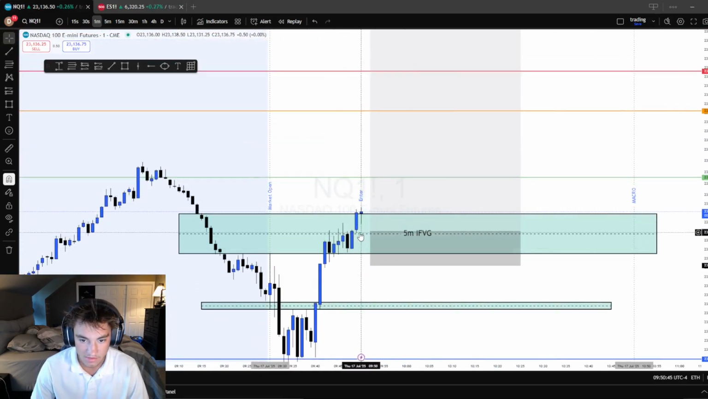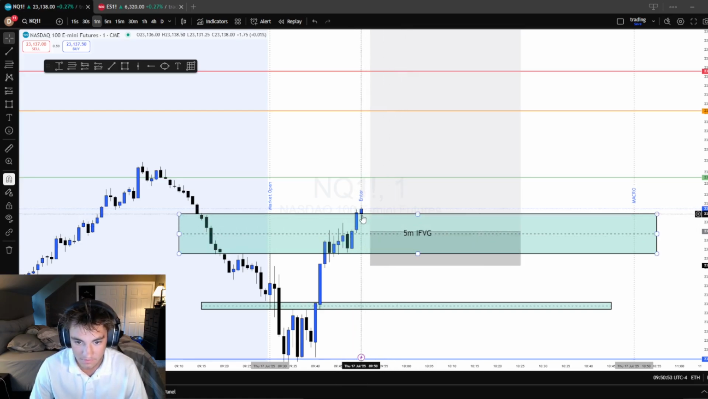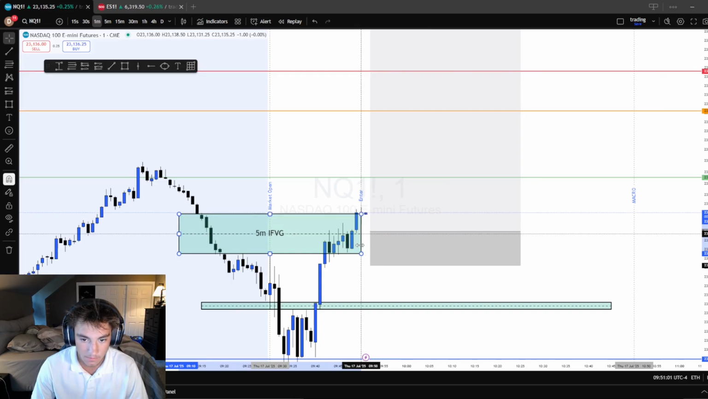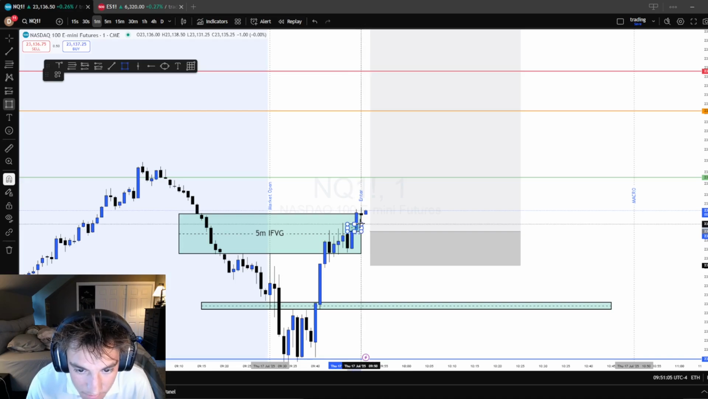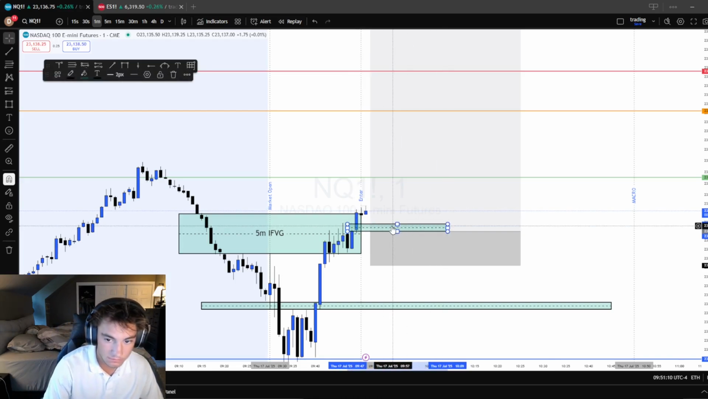Could enter on Nasdaq if we create a fair value gap right here and see a retrace, because we just broke out of this 5 minute inverse fair value gap. So let's see a closure above, and then let's draw this 1 minute inverse fair value gap. Or this 1 minute fair value gap.